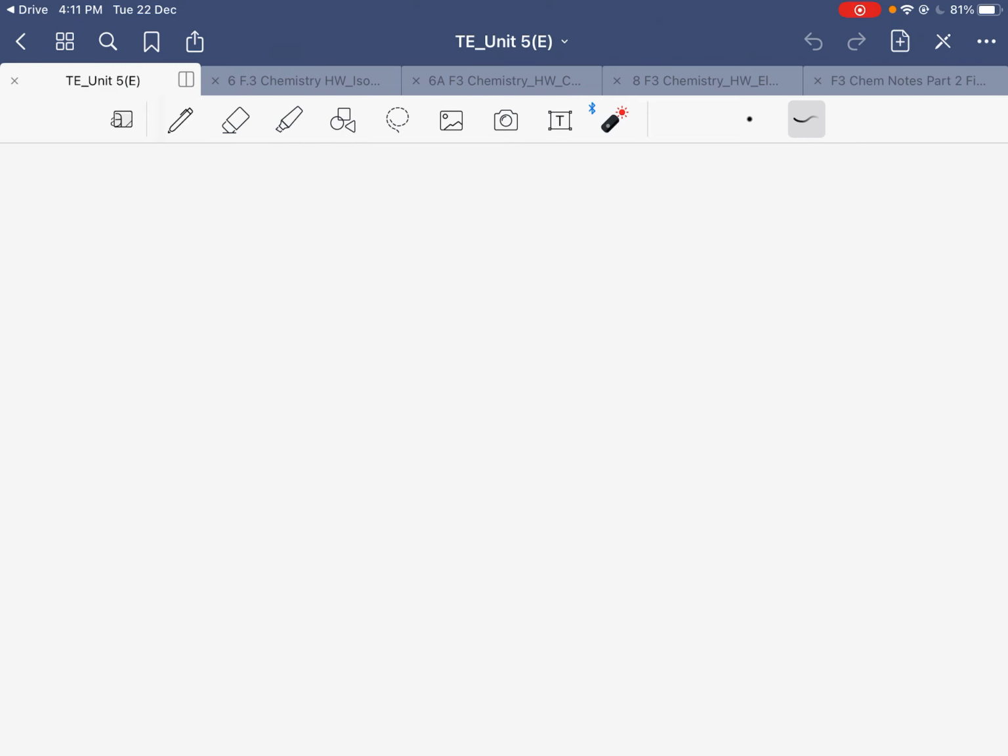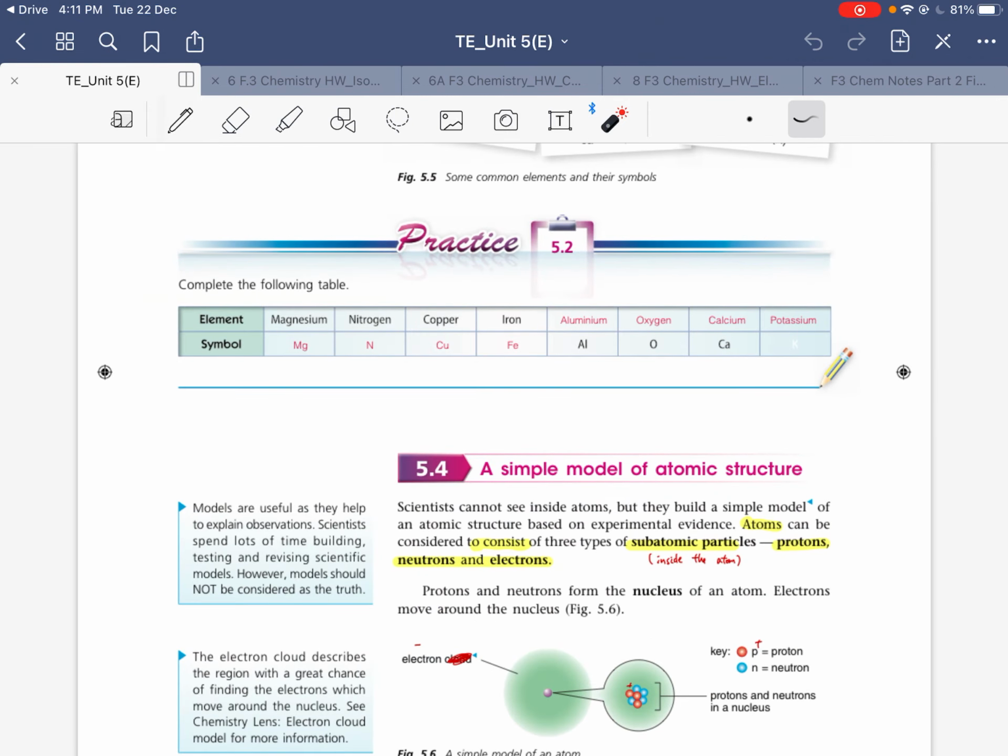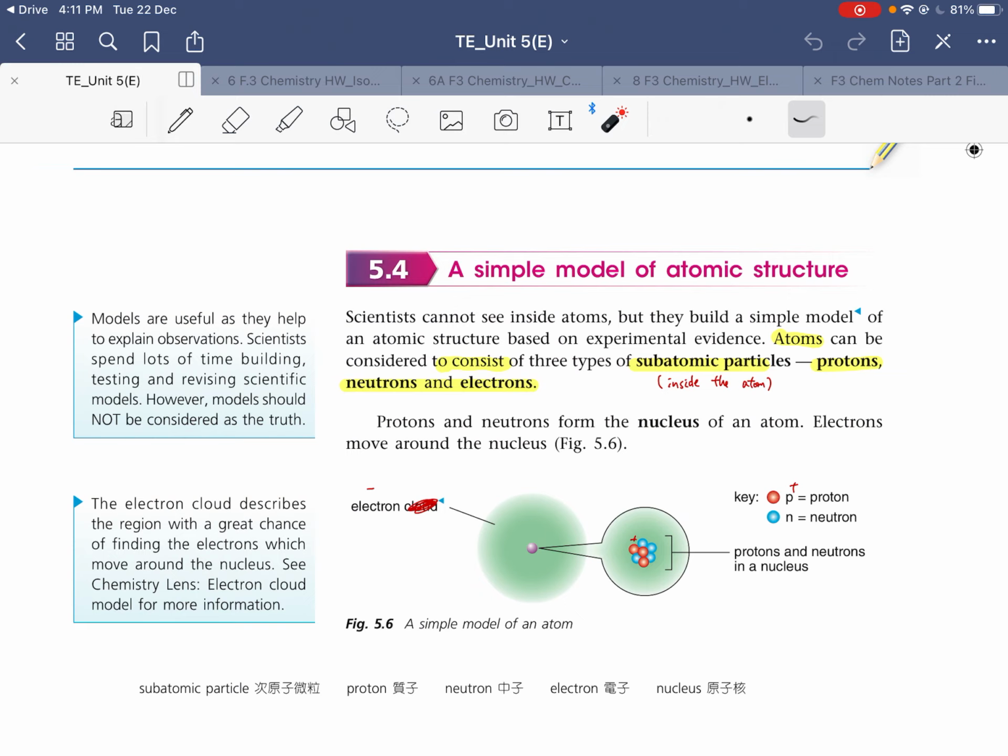And now, girls, we directly go to the book chapter 5. For the first part of chapter 5, 5.1, 5.2, 5.3, it is more or less the same as the notes. So we directly start at 5.4. And for 5.4, the first one is the structure of atom, the atomic structure.